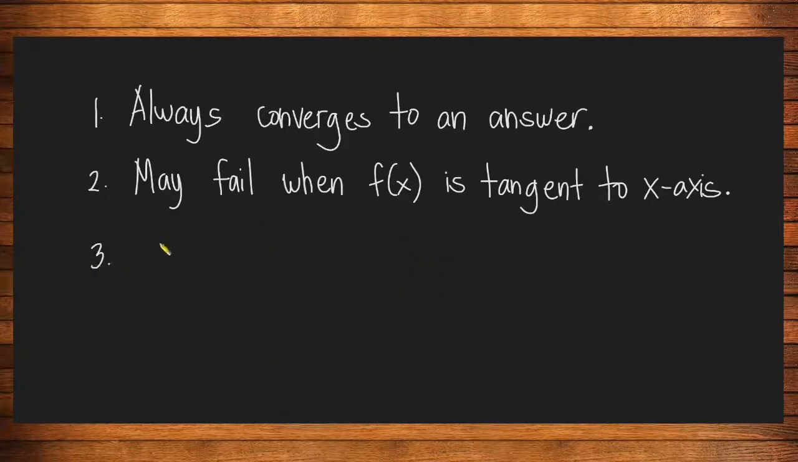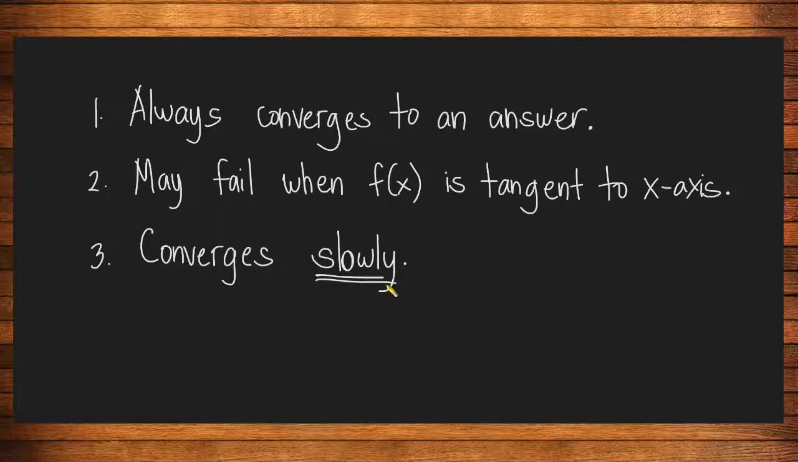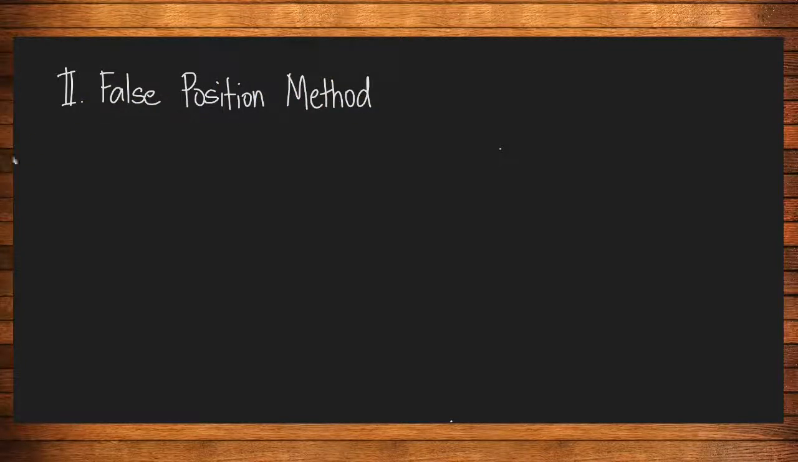And then lastly, bisection method converges to the true solution slowly. Okay, so you need to perform more iterations in order to obtain a more accurate solution. So next method that we are going to discuss under bracketing method is the false position method. So it is very similar to bisection method with the exception that it uses a different strategy to come up with its new root estimate.